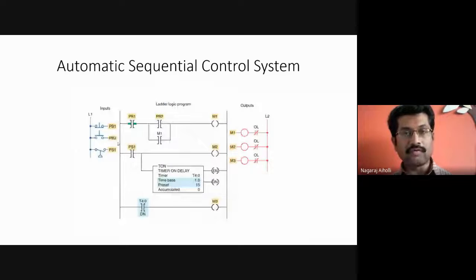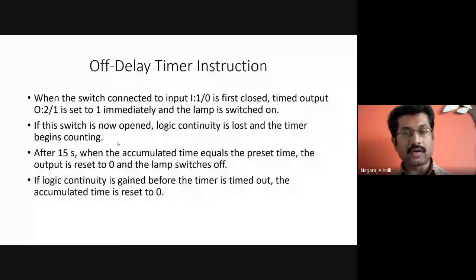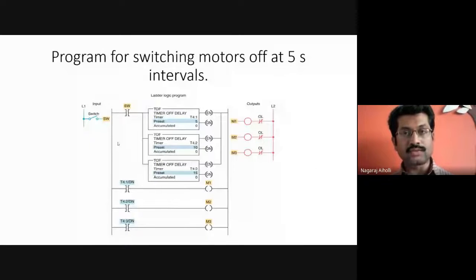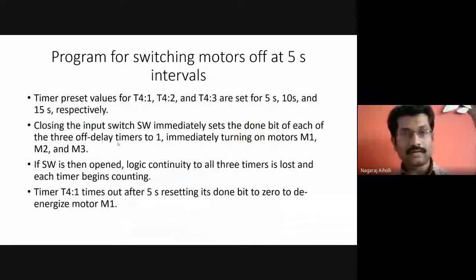Then the off delay timer, which operates when the ladder rung becomes false, and the program for switching motors off at 5-second intervals. The motors will be turned off at 5-second intervals after the off delay timer is turned on, when the switch is in released condition. Okay, so that's all for today's class, students.